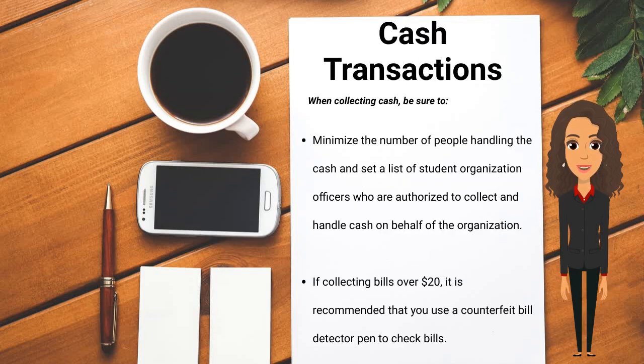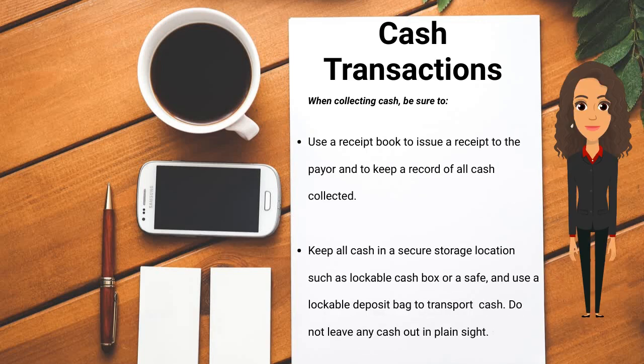When collecting cash, be sure to minimize the number of people handling the cash and set a list of student organization officers who are authorized to collect and handle cash on behalf of the organization. It is recommended to have one person per cash box when collecting cash. If collecting bills over $20, it is recommended that you use a counterfeit bill detector pen to check your bills.